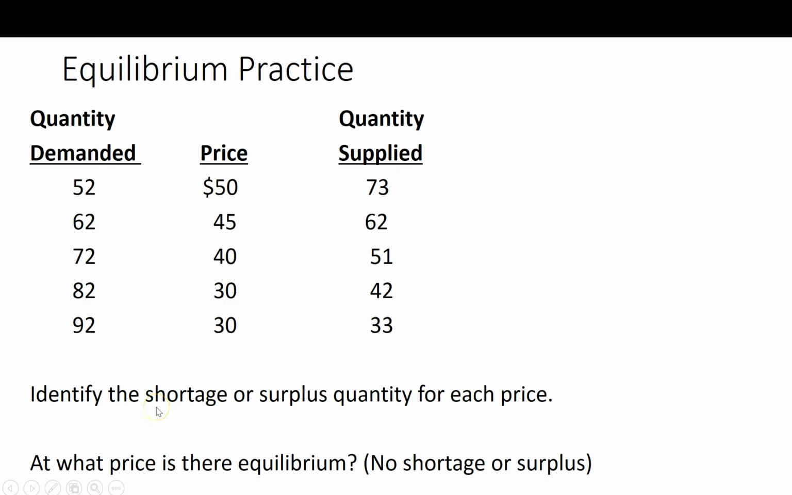Here's an opportunity for you to practice with the concept of equilibrium. For the information here that you see, you should be able to identify the shortage or surplus quantity for each price. So go to each price given. So at $50, you can see you've got quantity demanded of 52, quantity supplied of 73. And for each price, go down the list and see if you can identify shortage or surplus quantity, how much the shortage or surplus is at each price.